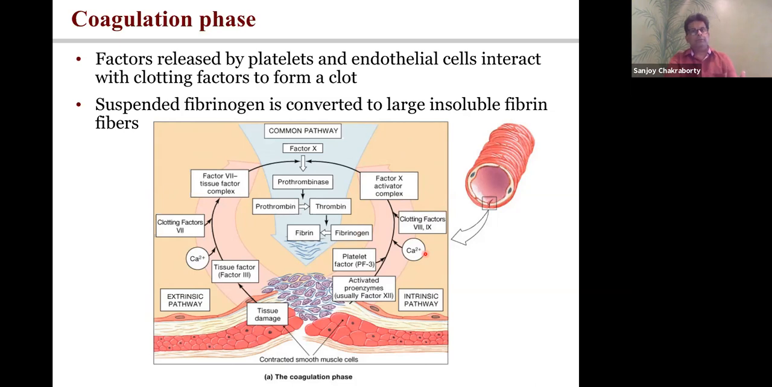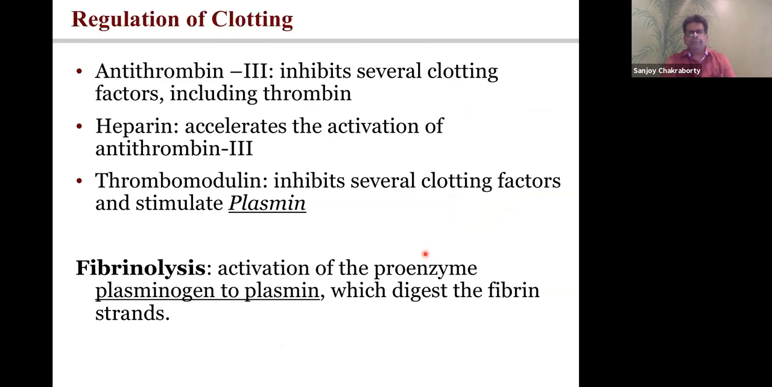Now we have a regulation, because as I say, we cannot just keep clotting. The regulation has a lot of detail. Even in your book, they mention some of it. So what I did, I made it very simple. I make you remember just three components: antithrombin 3, heparin, and thrombomodulin. These are the three molecules that are directly involved. There are others. Don't go into that much detail.